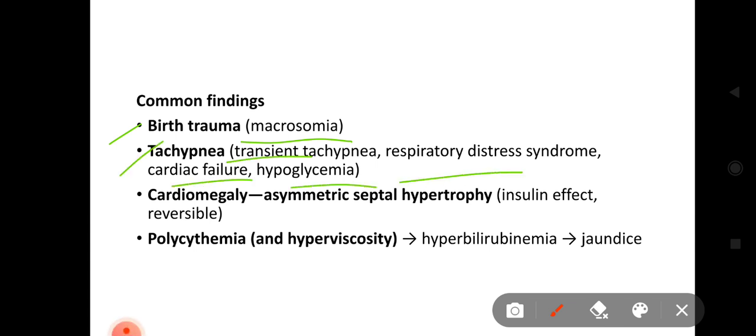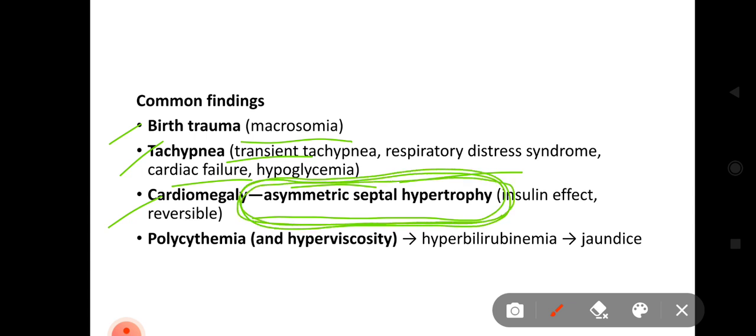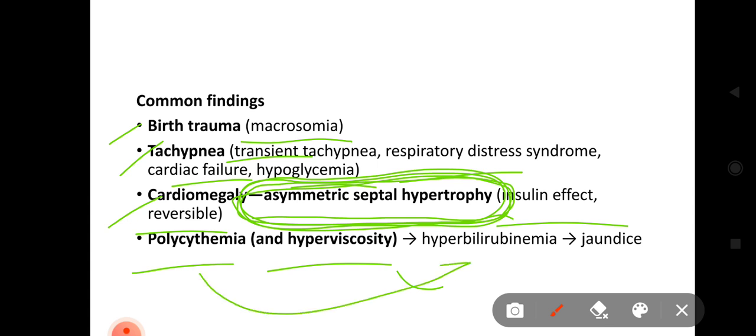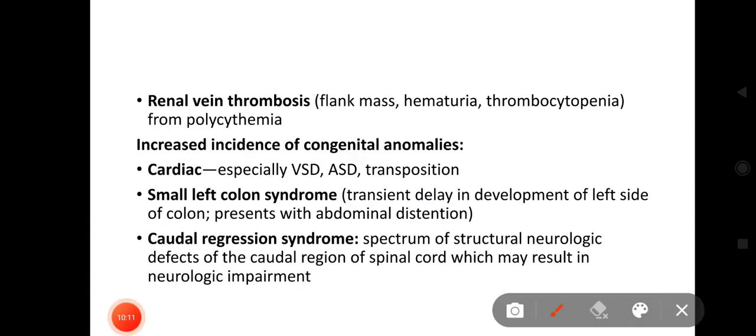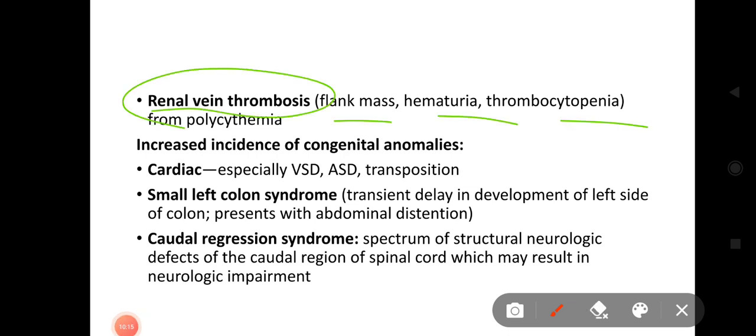tachypnea, TTN, respiratory distress syndrome, cardiac failure, hypoglycemia, cardiomegaly, asymmetrical septal hypertrophy, an important one. What type of cardiac defect is common? So asymmetrical septal hypertrophy is seen, an insulin effect, and it's reversible. Polycythemia and hyperviscosity can be seen, and polycythemia will lead to hyperbilirubinemia, so jaundice will be there. Renal vein thrombosis: flank mass, hematuria, thrombocytopenia; if present, then renal vein thrombosis can be suspected.